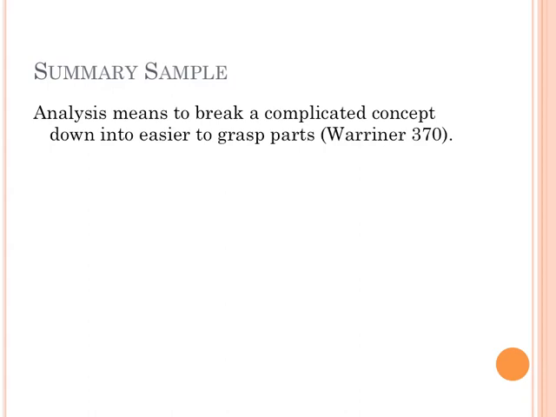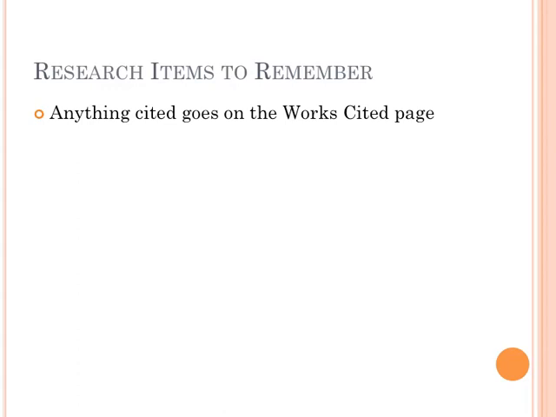Now that you've created your own summary, here's a sample. Analysis means to break a complicated concept down into smaller, easier to grasp parts. You can see it's much shorter, much more brief. A few other research items to remember is that anything you cite needs to be on your works cited page. So if you have anything in text, it should also be on that last page, otherwise it is plagiarism.